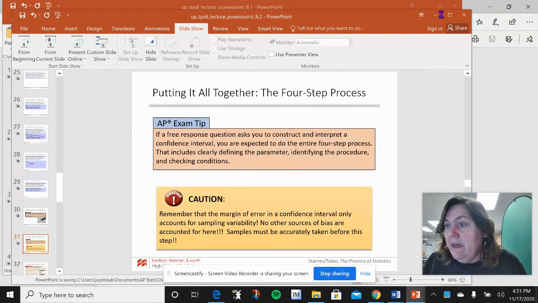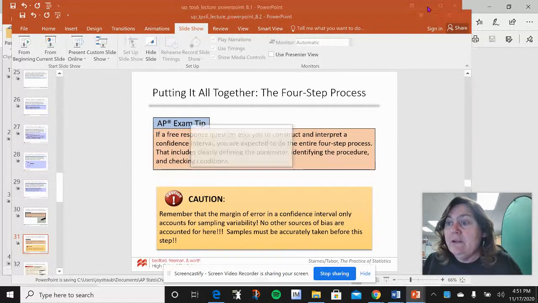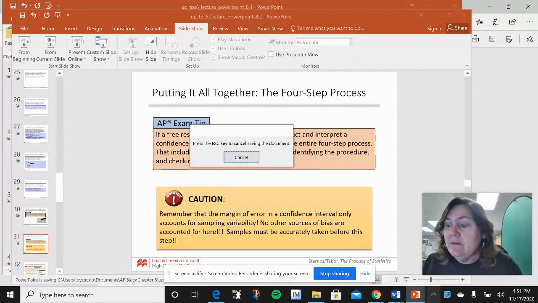let me get that put away, and then now you go back to the back of your worksheet. This is taking a long time to save. I'm sorry. Well, maybe I could just pull this up.